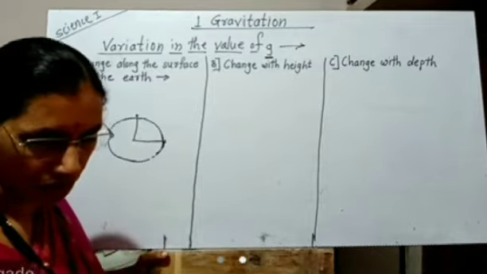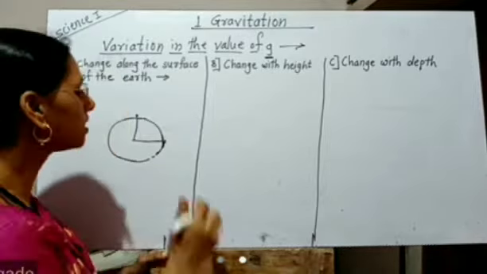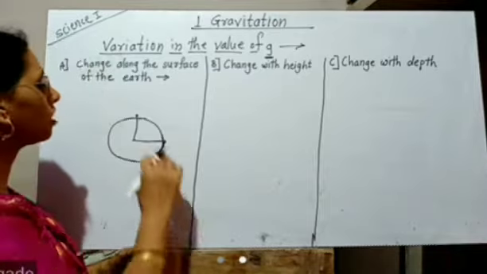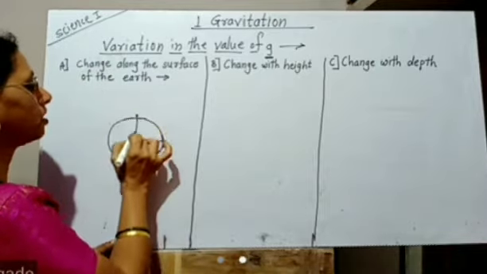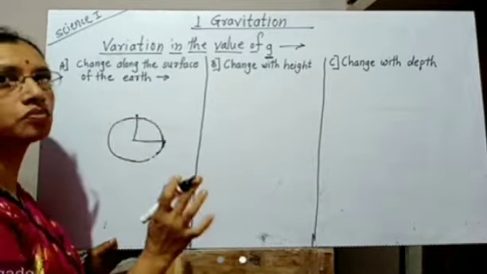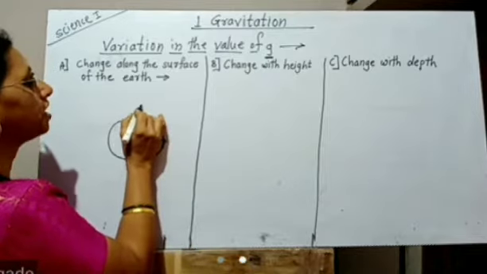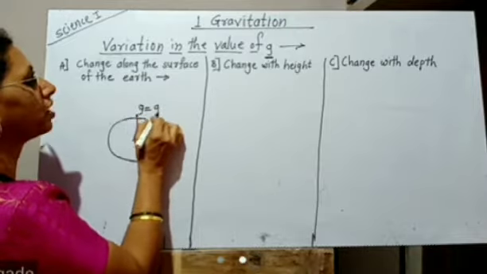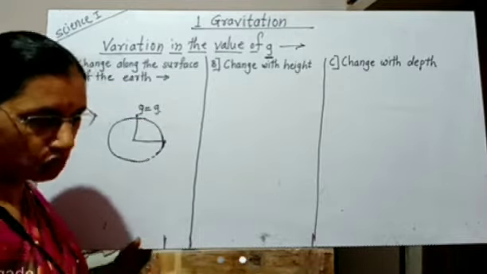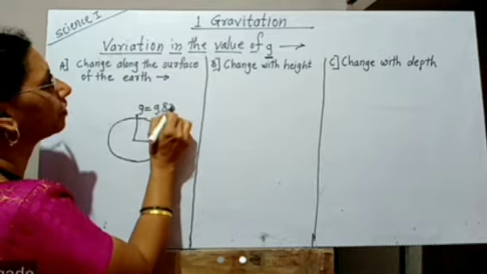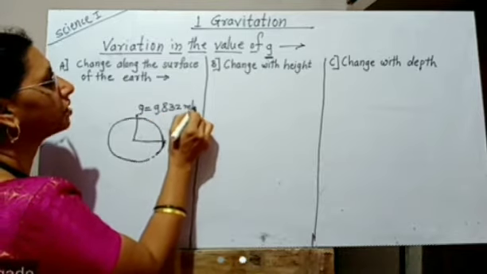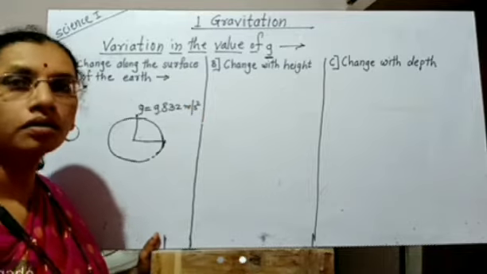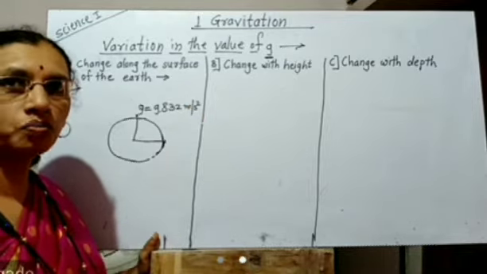This means the value of G is highest at the poles, because the radius at the pole is the smallest and the value of G is highest there. At the pole, G is equal to 9.832 meter per second square, and at the equator the value of G is smallest.